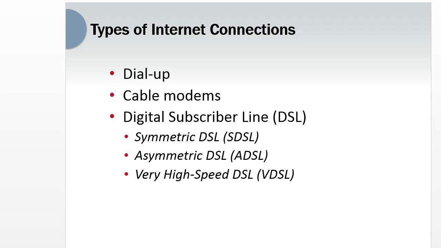One of them is called symmetric DSL, which has the same data transmission rate to and from the phone network. Another one is called asymmetric DSL, which has a lower transmission rate upstream, which is about 3.5 megabytes per second, than downstream, which is typically 24 megabytes per second. And then we have very high speed DSL, which has downstream and upstream transmission rate up to 100 meg per second. Some companies, they use that.